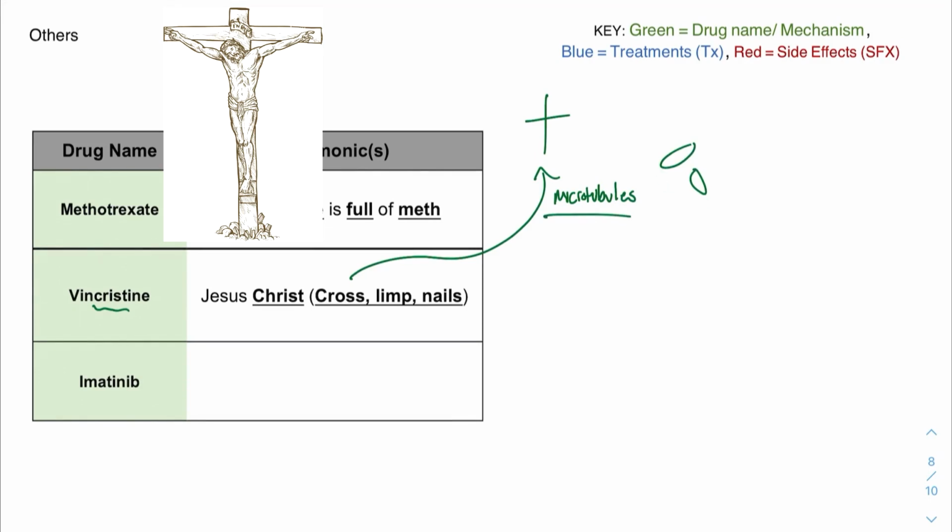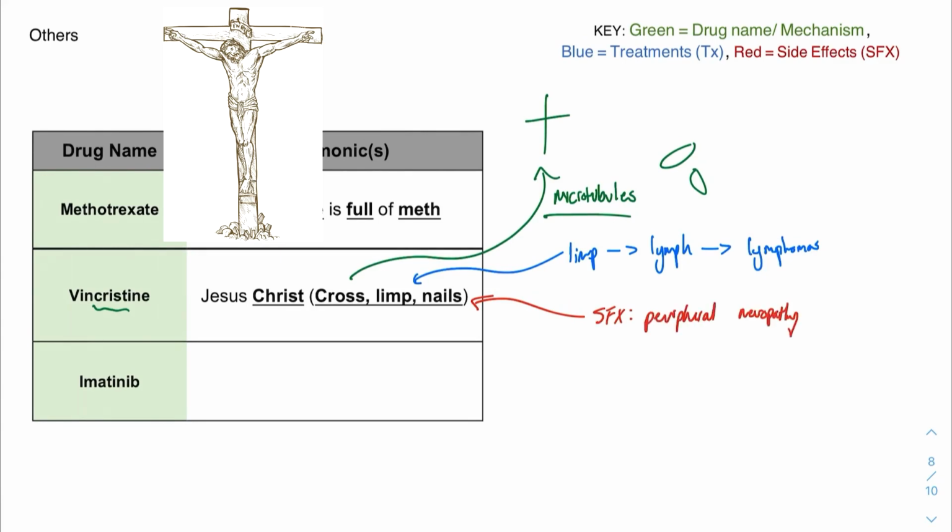Next, when you look at Jesus on the cross, he's looking pretty limp, just up there and all that. Limp is useful as a word because it is very similar to the word lymph, as in this is used to treat lymphomas, among other things. And lastly, on the cross, Jesus has nails in his hands and feet, and this is important for a side effect of Vincristine treatment, which is peripheral neuropathy, as in it would happen in the extremities, and that's where Jesus was nailed to the cross.